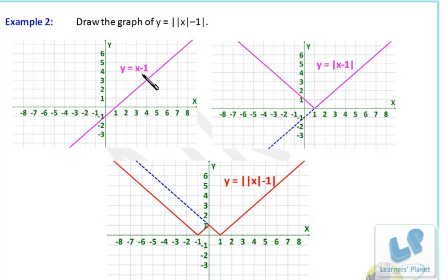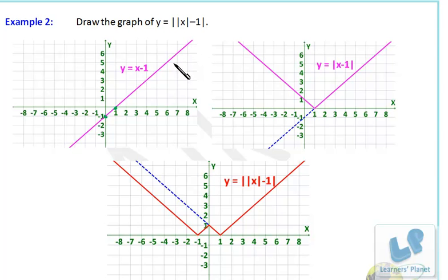First of all, if you draw the graph of x minus 1, you'll be getting a straight line. How do you draw a straight line? Just find out when x is 0, y is minus 1, that is, the line will pass through (0, -1), right? And when y is 0, x is 1. That means you are getting 2 points. Now you can draw a line that is passing through these 2 points, right? So this is the graph of x minus 1.